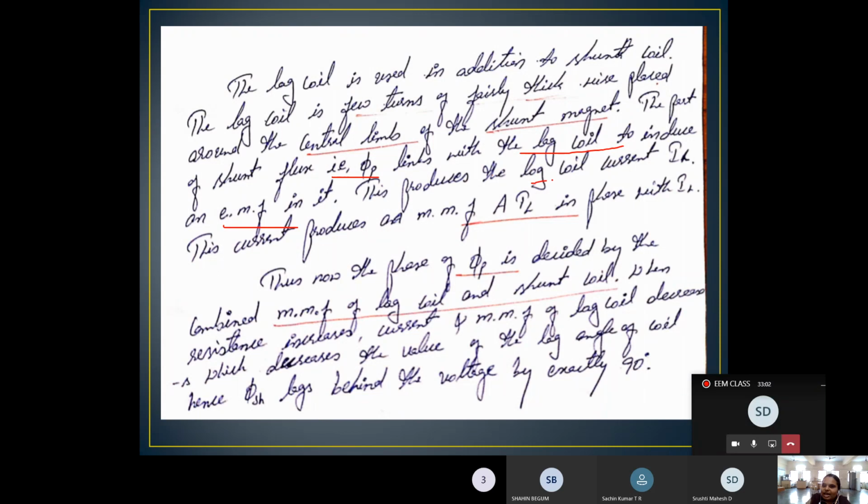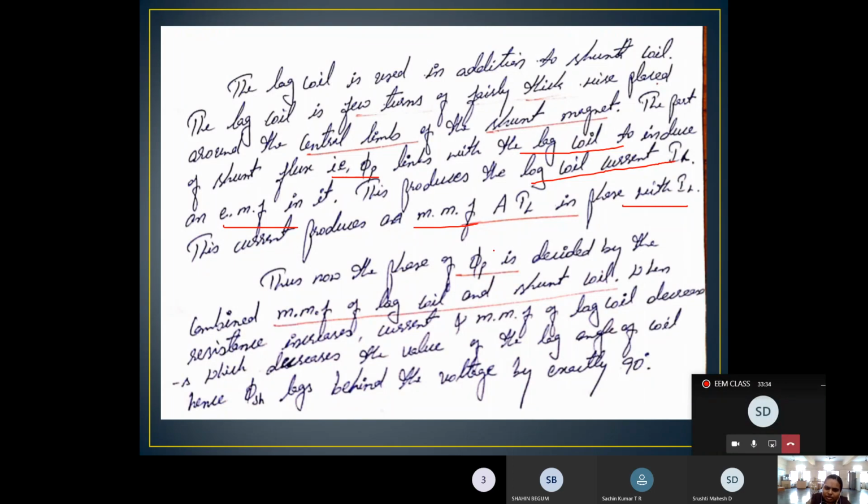This produces a lag coil current, that is IL, and this current produces a magnetomotive force in terms of ampere turns, that is ATL, in phase with IL. Thus, what is going to happen? Now the phase of φP is decided by the combined MMF of the lag coil and shunt coil.